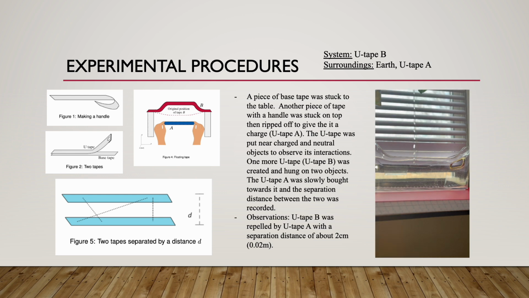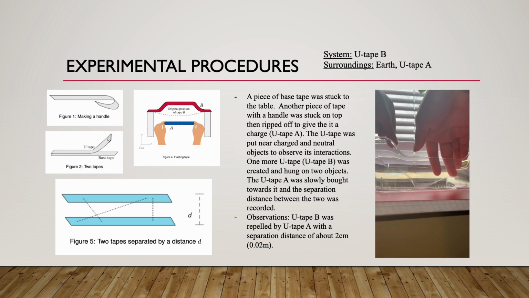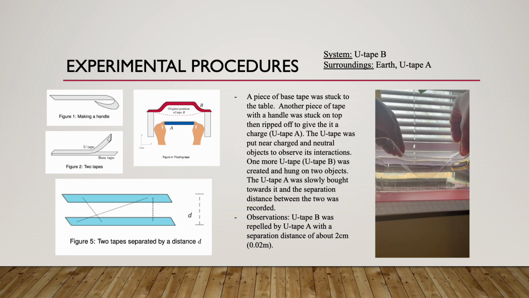The U-tape was put near charged and neutral objects to observe its interactions. One more U-tape, B, was created and hung on two objects. The U-tape A was slowly brought towards it, and the separation distance between the two was recorded, as shown in the video in figures 4 and 5. We observed that U-tape B was repelled by U-tape A, so we can assume that they have the same charge.